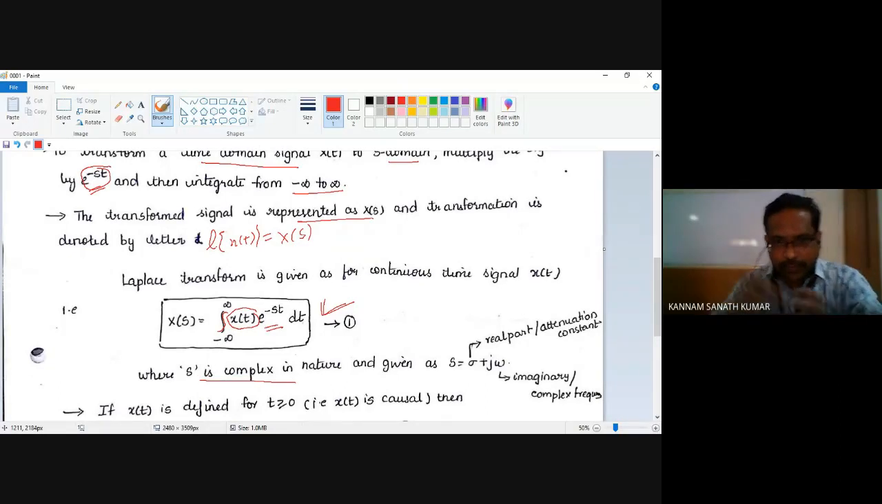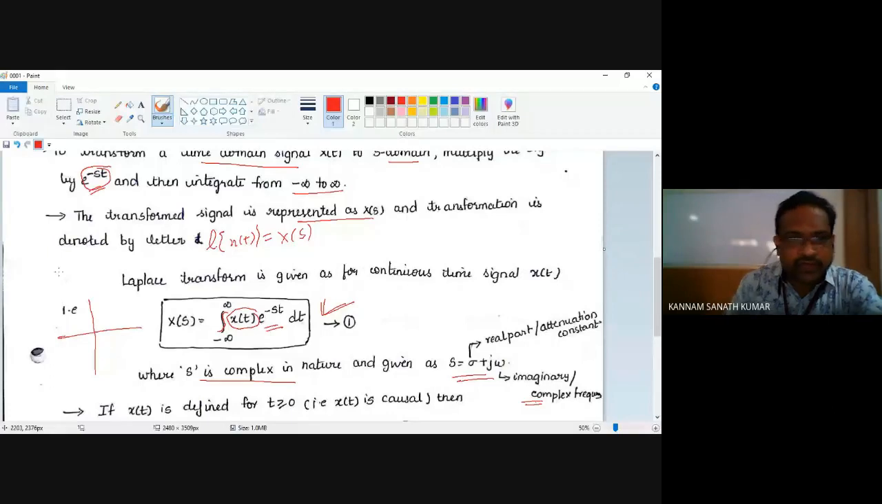So you are converting a time domain signal into an S domain signal. S is a complex term, so s = sigma + j omega. If you represent it in the complex form, sigma is the real part or attenuation constant, and omega is the imaginary part, or complex frequency. If you represent it in a coordinate system in the S domain, this is sigma and this is j omega. This is the total S domain. Sigma is the real part and j omega is the imaginary part.